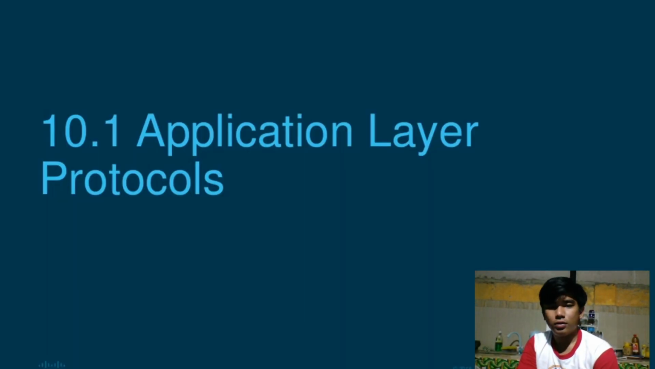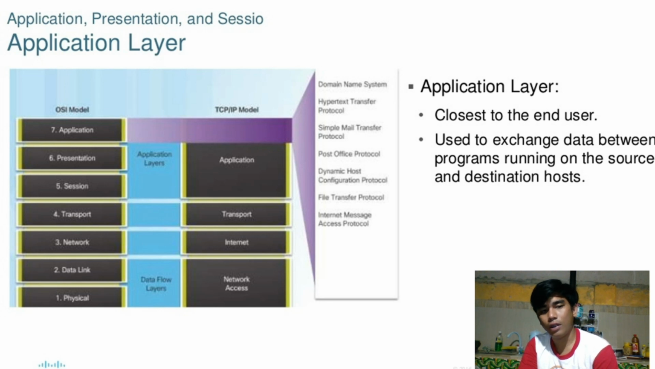Application layer protocols. The application layer is closest to the end user. It is used to exchange data between programs running on the source and destination host. There's a picture on the left side: the OSI model with application, presentation, session, transport, network, data link, physical, and the TCP/IP model with application, transport, internet, and network access. In the middle, there are the application layer and data flow layers.